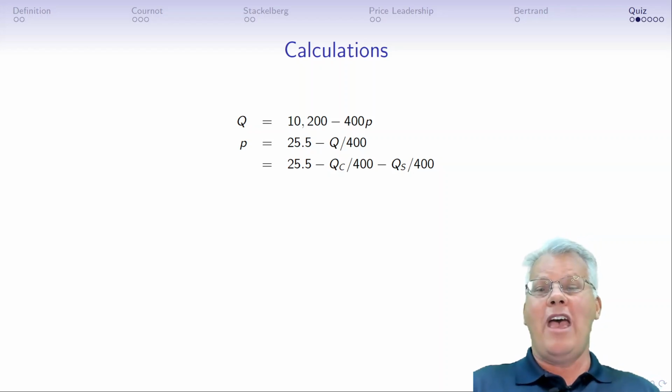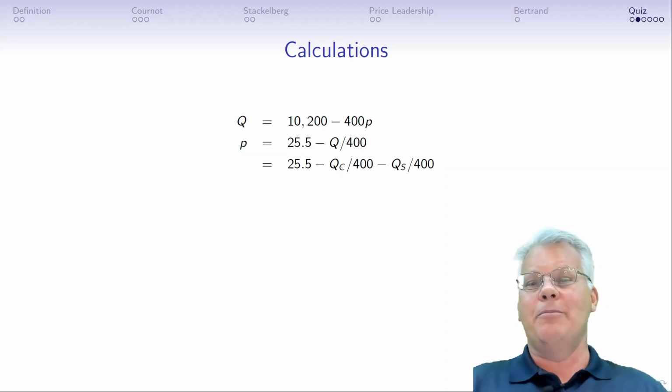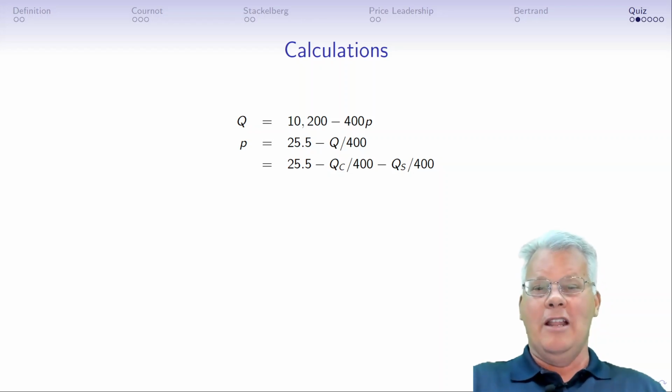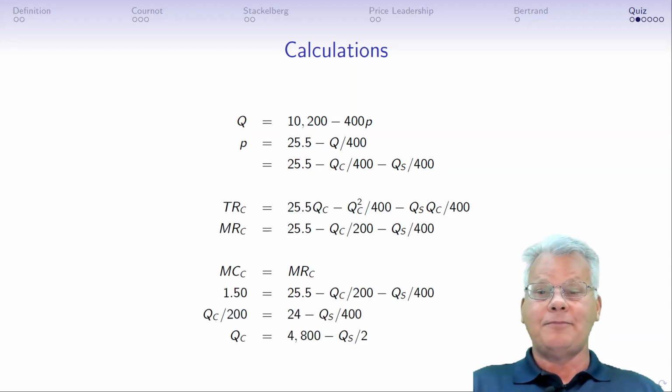To do that, we'll take the market demand curve and invert it to get inverse demand. So in the second line, I have inverse demand as a function of quantity. We know that the market quantity of pumpkins is the sum of what Carl produces plus what Simon produces. So then we get that expanded inverse demand function on the third line.